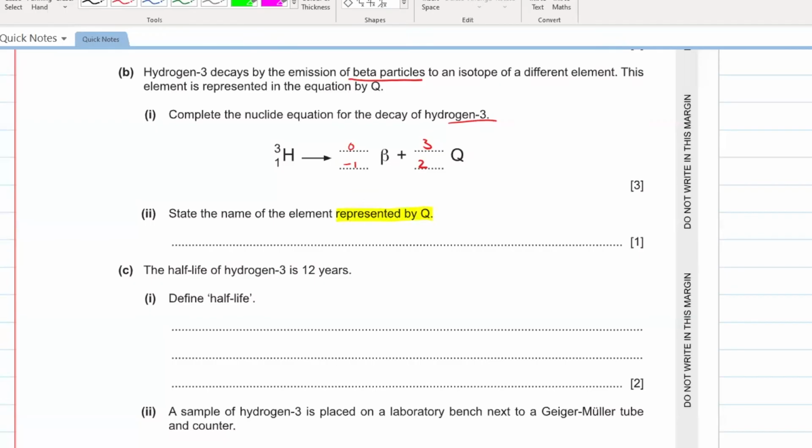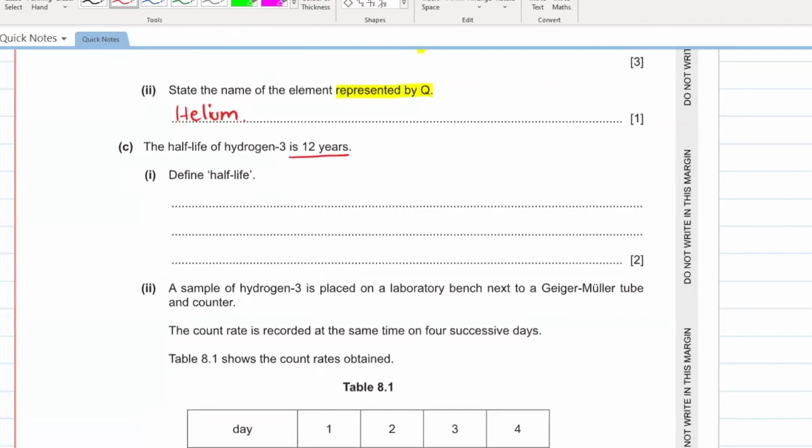Now, this was a difficult question because this was related to chemistry. Which element is represented by this symbol Q? This has a proton number of 2. This is helium. The half-life of hydrogen 3 is 12 years. Okay, what do we mean by 12 years? या half-life का क्या मतलब होता है भाई? What is meant by half-life?